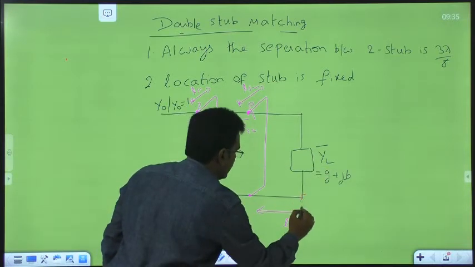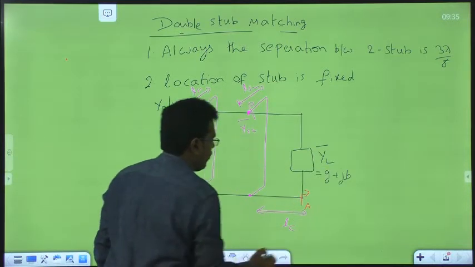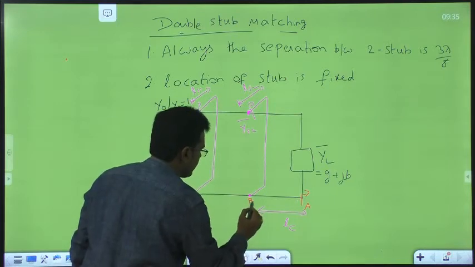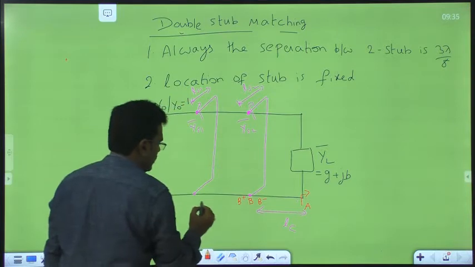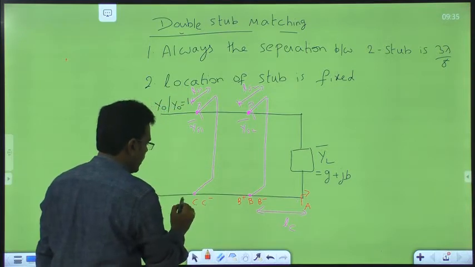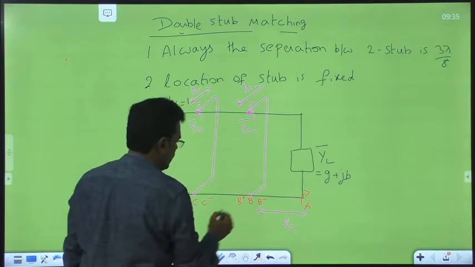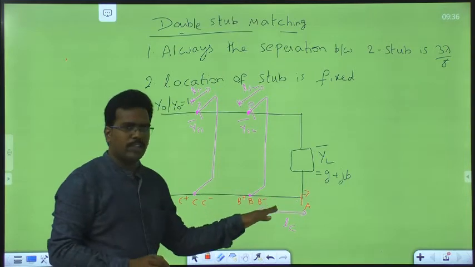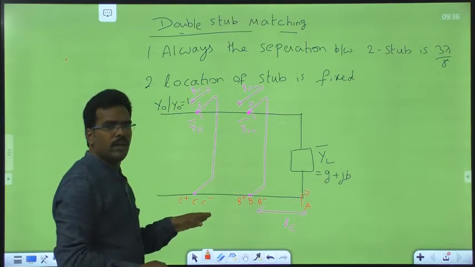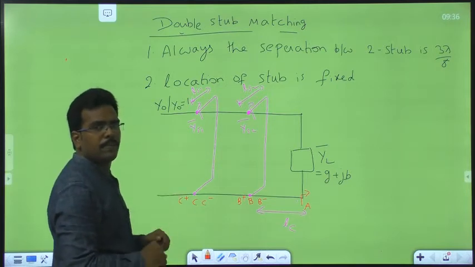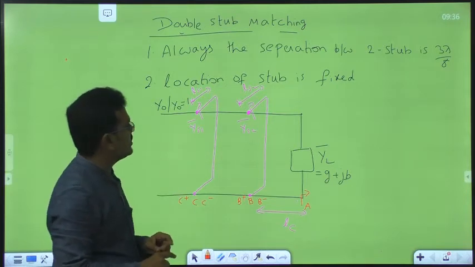So this is the admittance center, A point. So this is B, this is B minus, this is B plus, this is C, C minus and C plus. Okay, so just before the step and after the step. Just before step 1 and just after step 1. We have to find out the admittances.